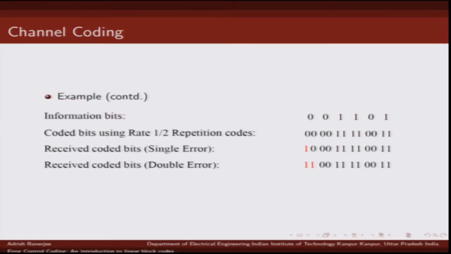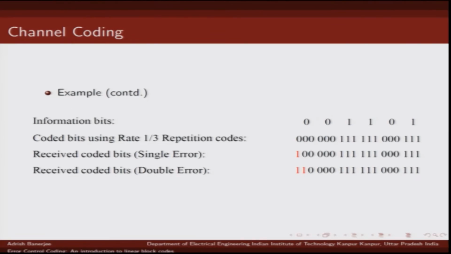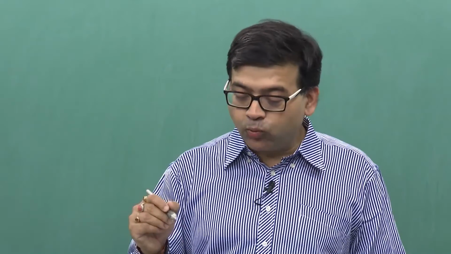Now, let us look at another example. This time we are considering a rate 1/3 repetition code. What does a rate 1/3 repetition code mean? Again we are considering a binary code. For each bit we are adding 2 parity bits, repeating the same bit. So, for 0 we will be coding it as 0 0 0, and for 1 we will be coding it as 1 1 1.